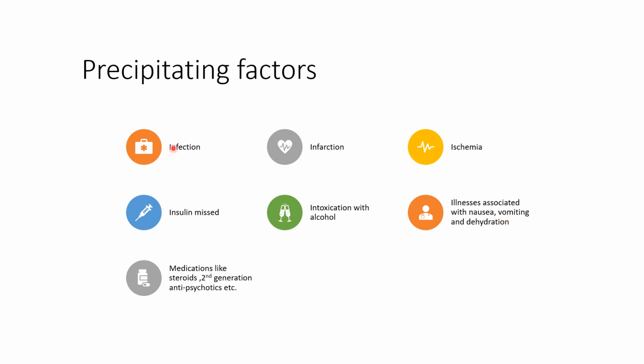That's why some would think infection and inertia should be the same, but it's not in all cases that what will lead to nausea and vomiting and dehydration will be infection. Okay? Maybe many causes, okay? Medications like steroids and second generation antipsychotics and so on, all in type 1 could lead to DKA.